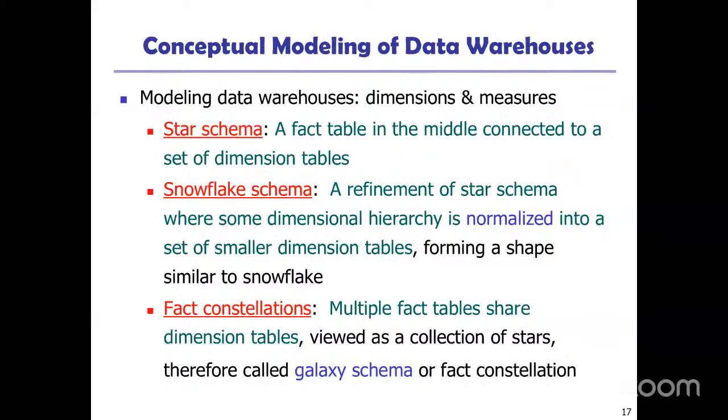Star schema: a fact table in the middle connected to a set of dimension tables. Snowflake: a refinement of star schema, where some dimension hierarchy is normalized into a set of smaller dimension tables, forming a shape similar to snowflakes. And fact constellation.